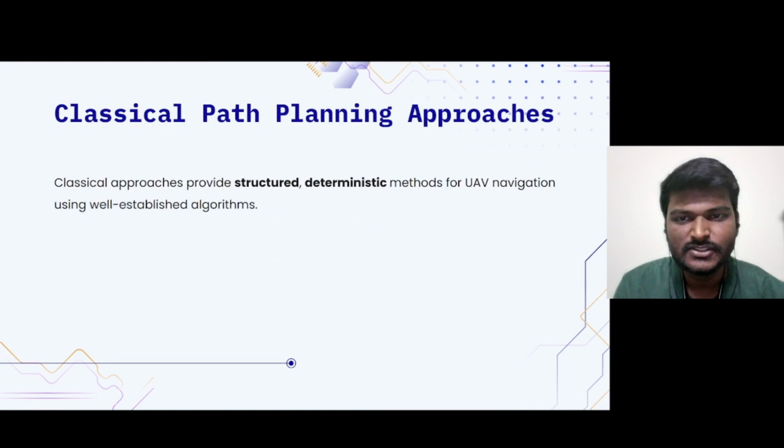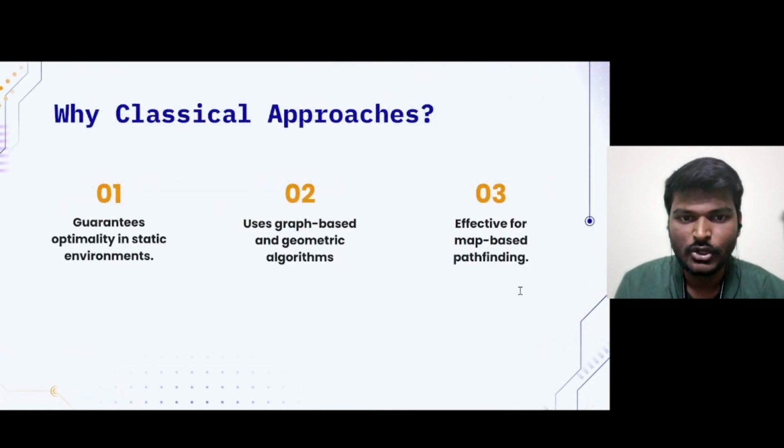These are the approaches which provide structured, model-based deterministic methods for UAV navigation using well-established algorithms. Why use classical approaches? They guarantee optimality in static environments, that is, a setting where the obstacles and the layout do not change over time. These use graph-based and geometric algorithms.